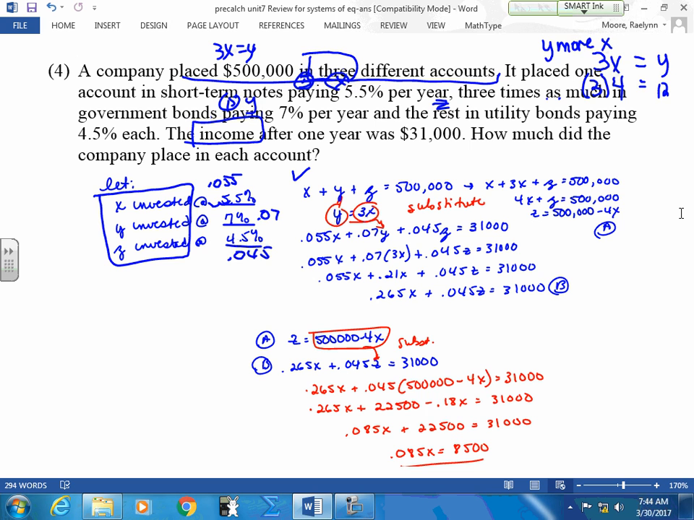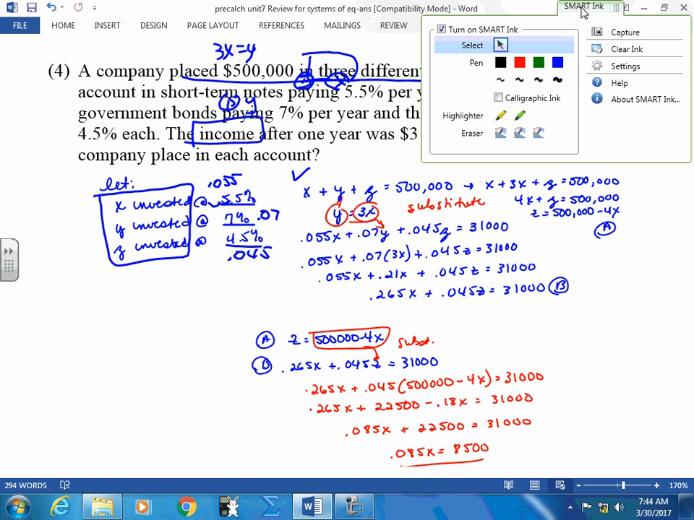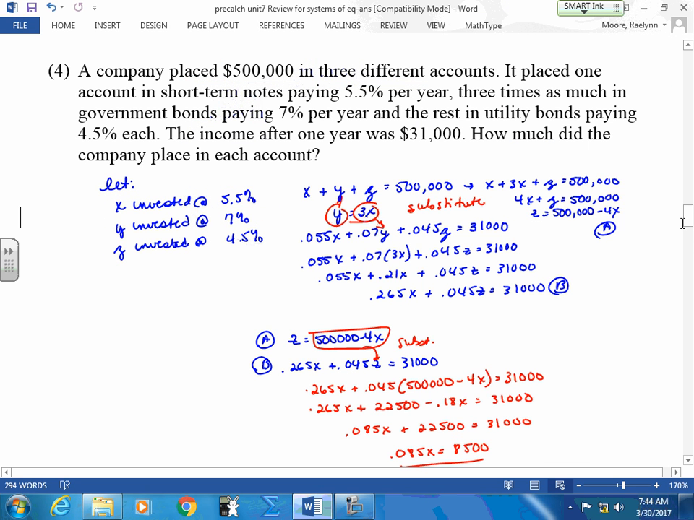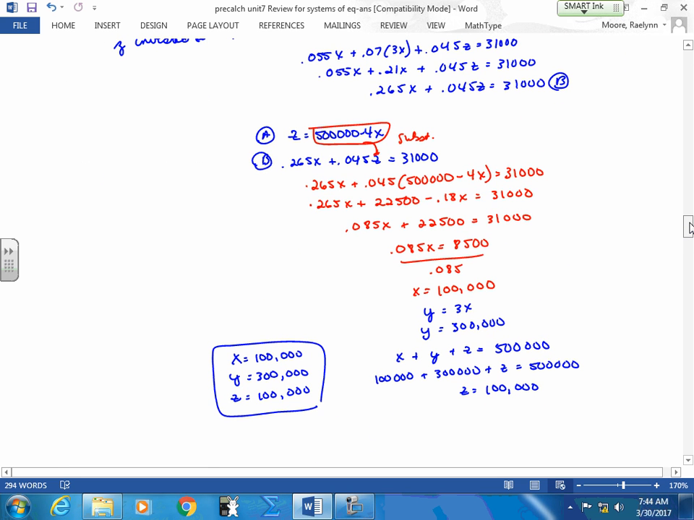Substitution again works nicely in here. If you do elimination, not a problem. Let me get down to the answers. This is the part that I can't scroll. The answers worked out nicely.